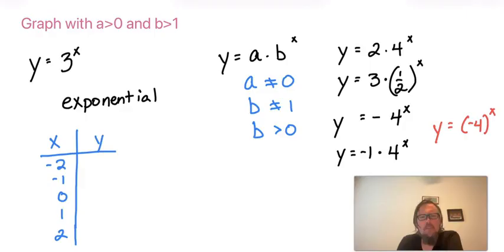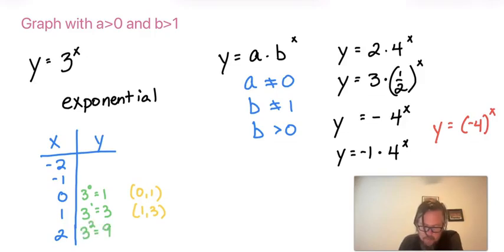So then our y values, let's start off with 0 and the positives. 3 to the 0 power is 1. So our first coordinate would be 0, 1. If x was 1, we would have 3 to the first power, which is 3. So our next coordinate would be 1, 3. And then if x was 2, we would have 3 squared, which is 9. So then our coordinate after that would be 2, 9, like so.